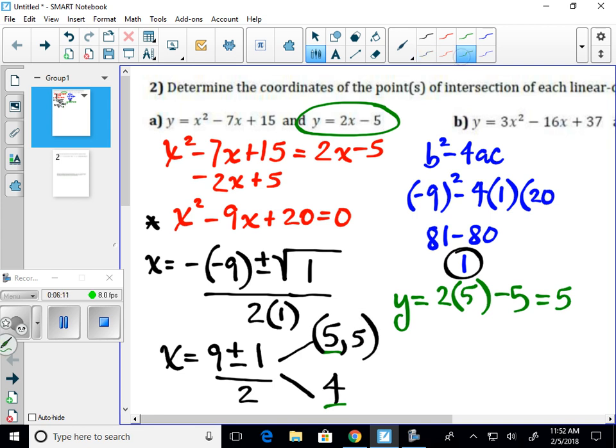So let's go ahead and find the other point using the same equation. y is equal to 2 times, now use your second point, which is 4. 2 times 4 minus 5. So 2 times 4 is 8. 8 minus 5 is 3. So I'm saying that my second point of intersection is 4, 3.